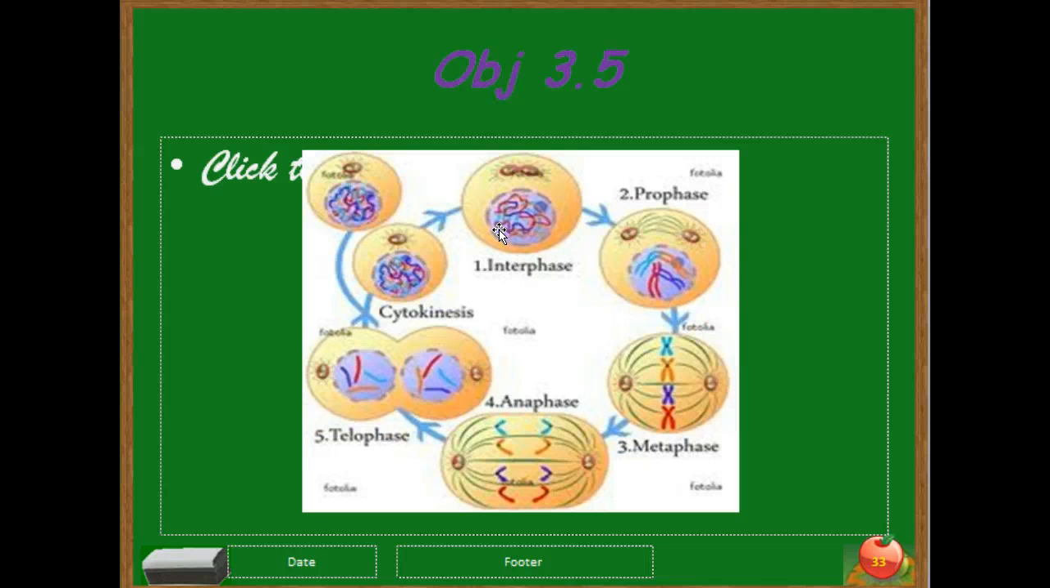Now, with meiosis, meiosis is very, very similar to actual mitosis. Meiosis deals with germ cells, so it's going to deal with sex cells. So instead of having a diploid number, you're going to have a haploid number. There is going to be some exchanging of DNA information.